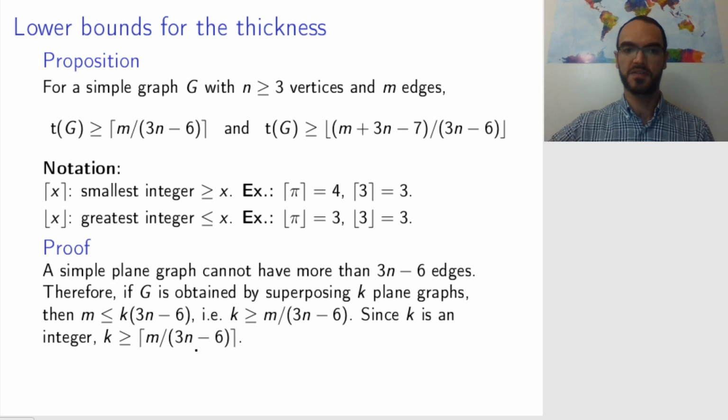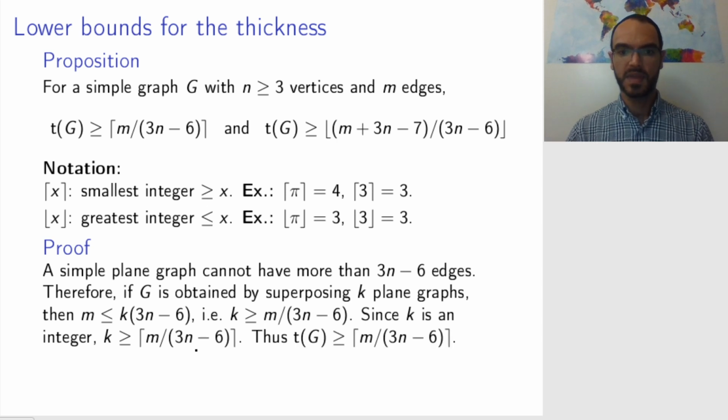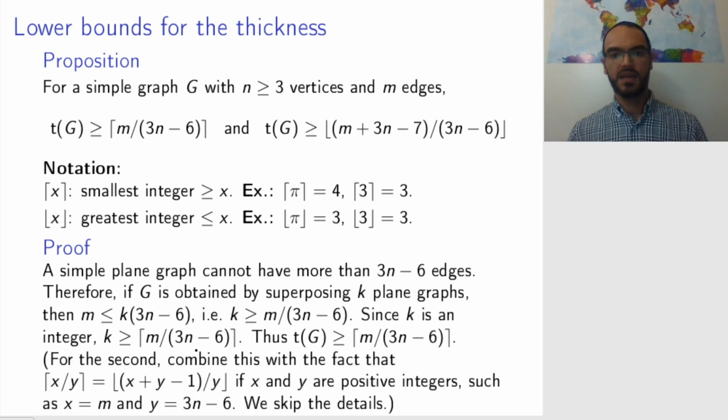So this proves the first estimate, because the thickness is the smallest such k. So if any such k satisfies this, then certainly the smallest such k satisfies this part. Now, I will not go into the detail of the proof of the second inequality, just give you a small hint if you're interested. So you combine this fact with the following equality, that the ceiling of x divided by y, if x and y are positive integers, is the same as the floor of x plus y minus 1 divided by y. I will not prove this fact. You can prove it yourselves if you're interested.